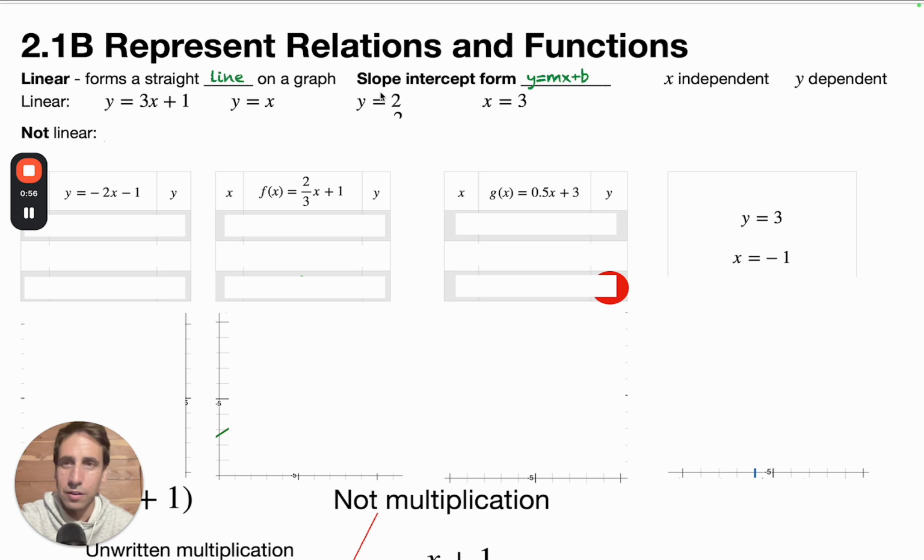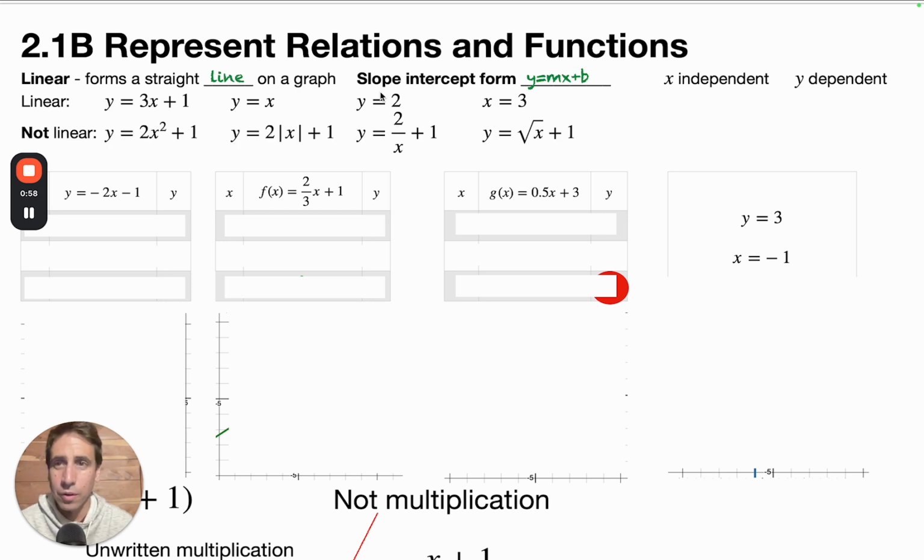Let me show you what's not linear. Y equals 2x squared plus 1, that's just in the shape of a u. It's a parabola. Y equals the absolute value of x plus 1, where these lines mean absolute value. That's in the shape of a v. It's not going to be just a straight line on a graph.